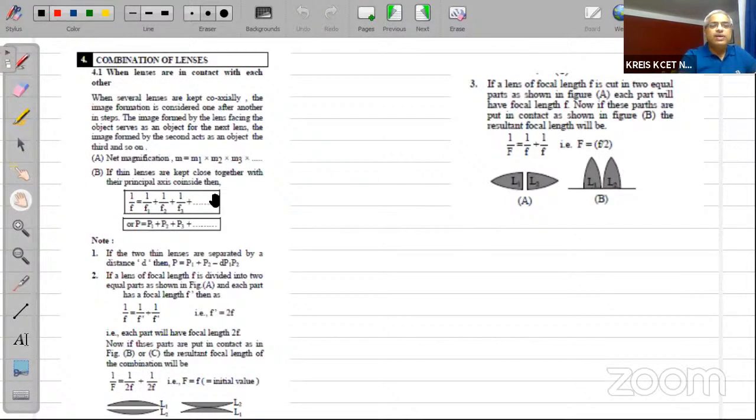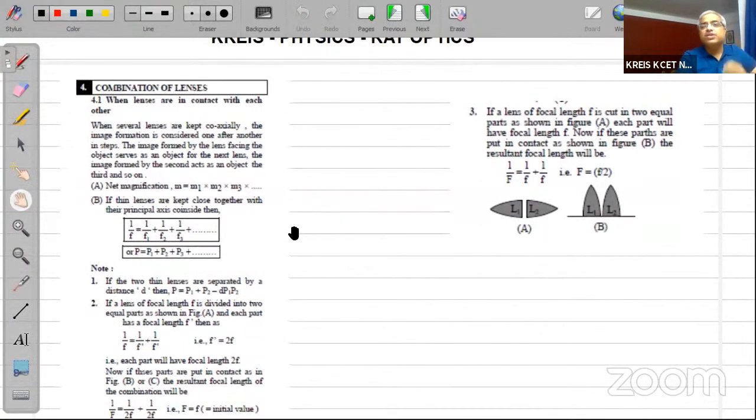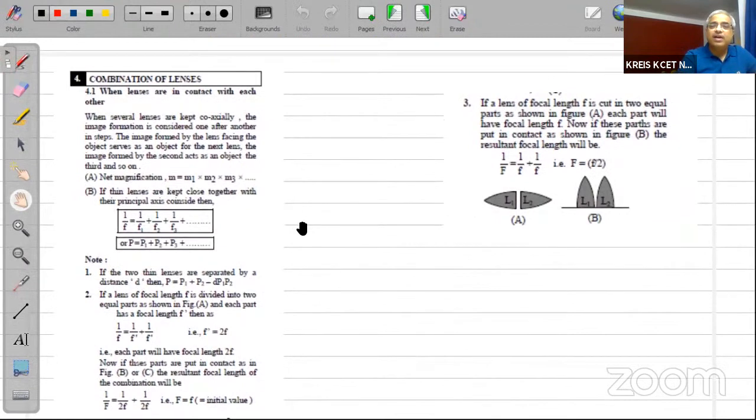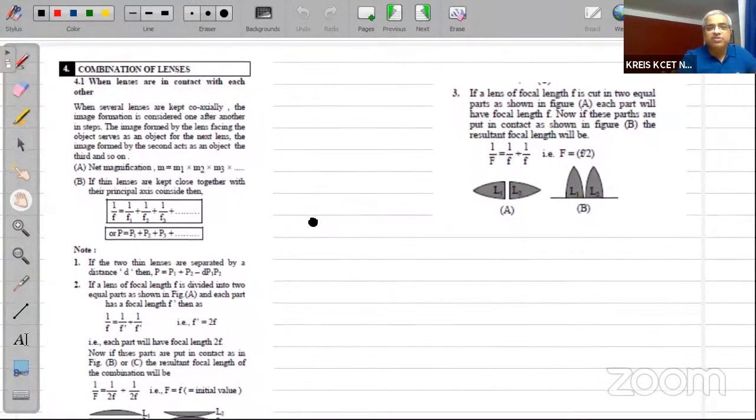Okay. Now let us look at what is called the combination of lenses. ಒಂದೇ ಲೆನ್ಸ್ ಅಲ್ಲ, ಹಲವಾರು ಲೆನ್ಸ್ ಗಳನ್ನ ಒಂದ್ರ ಪಕ್ಕ ಇಟ್ರೆ ಅವಾಗ ಅದರ ಎಫೆಕ್ಟ್ ಏನಿರುತ್ತೆ ಅಂತ ನೋಡೋದಕ್ಕೆ ಕಾಂಬಿನೇಷನ್ ಆಫ್ ಲೆನ್ಸ್.